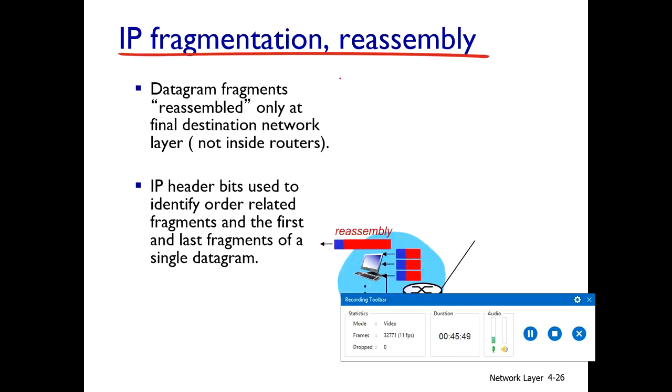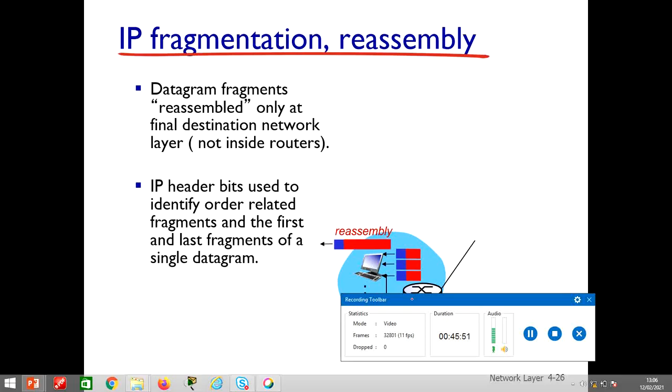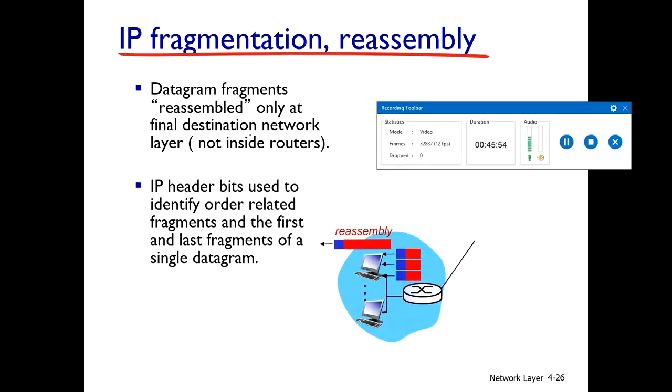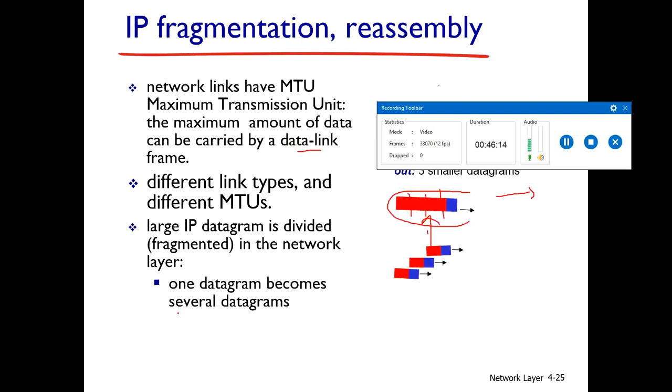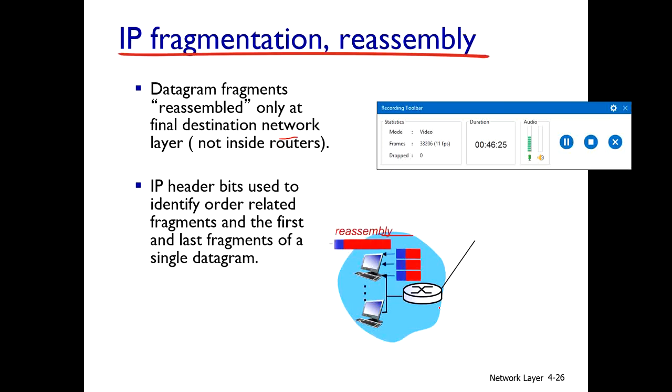Alright. Datagram fragments can be reassembled only at the final destination, not inside the router. So if the datagram is fragmented by a certain link, reassembly is only done at the destination network layer, not inside the router. Inside the router, the reassembly cannot be done. For example, in the previous slide, this datagram was fragmented into 3 small datagrams. Now these 3 datagrams will be combined into a single datagram only when they arrive at the destination.